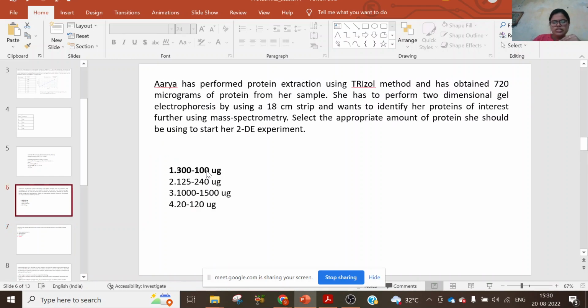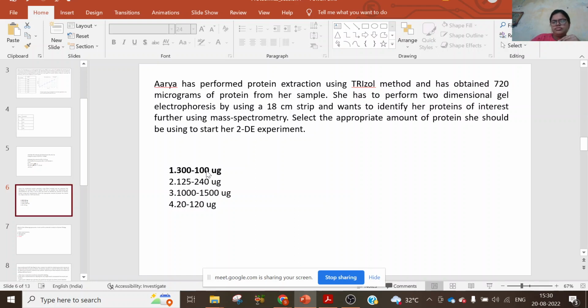Just to add to what you said, in the previous question they have mentioned that it is an 18 centimeter IPG strip that the experiment is using. Depending on the length of the strip, how much sample you load varies. For a smaller strip like 7 centimeter or 13 centimeter, there are different sizes, so the total protein that you'll be loading will be less.